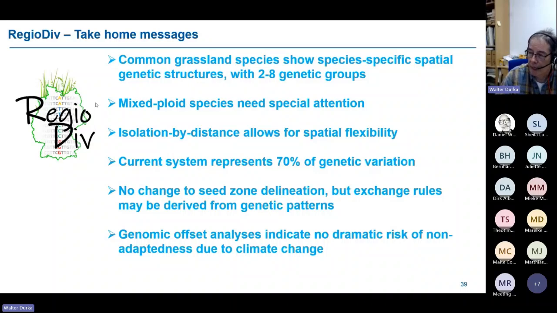However, what we can do, I didn't go into that in detail, we can of course, using the genetic distances between regions, define exchange rules of neighboring regions which are genetically very close, so that management is easier. I didn't talk about the climate change thing. We can do later if you are interested.